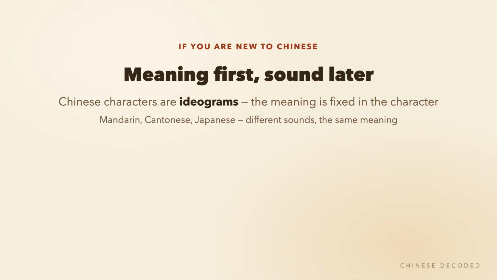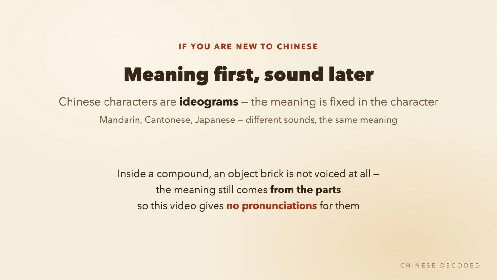Chinese characters are ideograms. The meaning is fixed in the character, while the sound shifts with the dialect or even the language. Japanese borrowed these characters and reads them its own way. The meanings came along unchanged, and inside a compound, an object brick is not pronounced at all. You still work out what the whole character means from the meaning of its parts. So feel free to say these bricks in your own language for now and add the sound later.